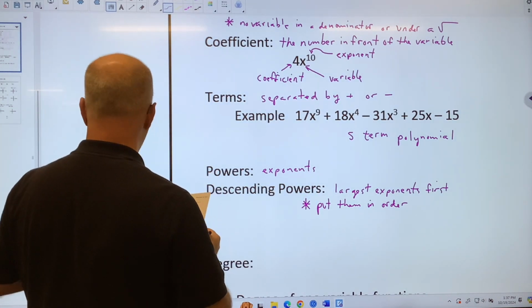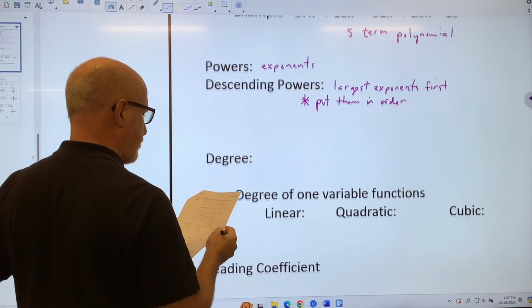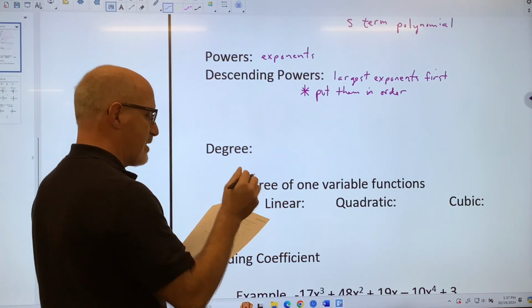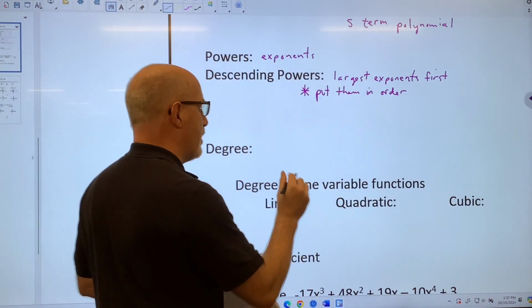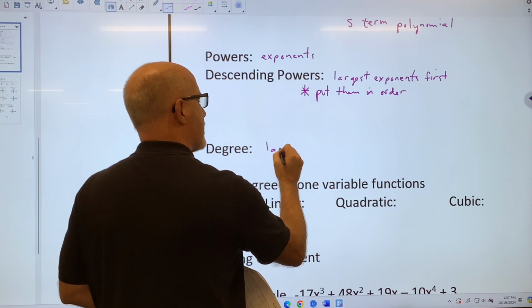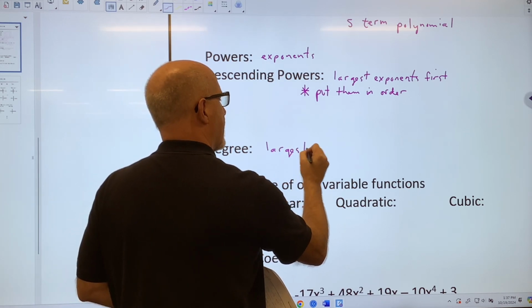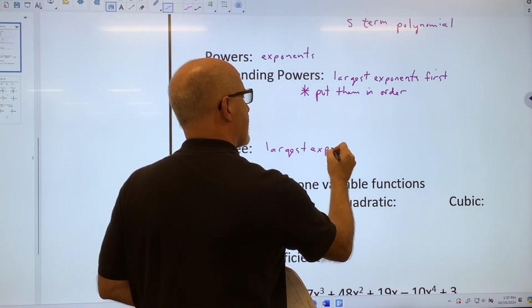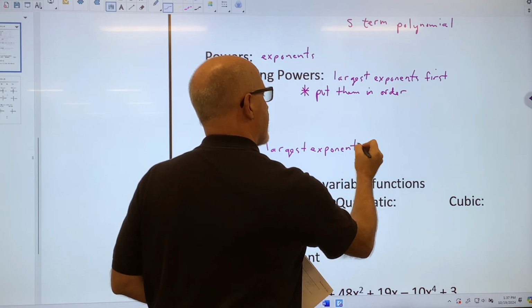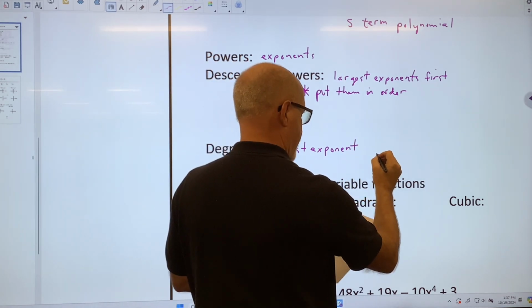Then when we talk about the degree of it, the degree is, if it's a single variable, the largest exponent in the polynomial.